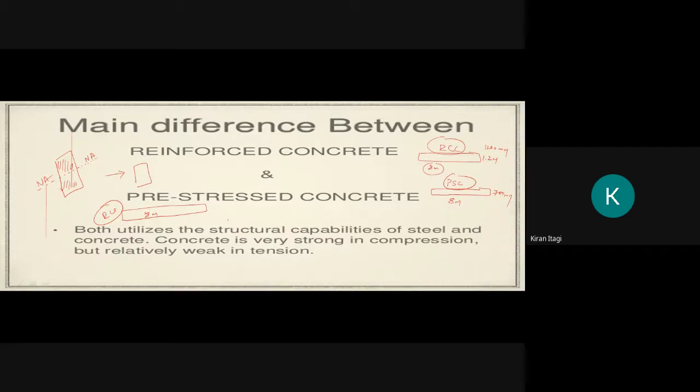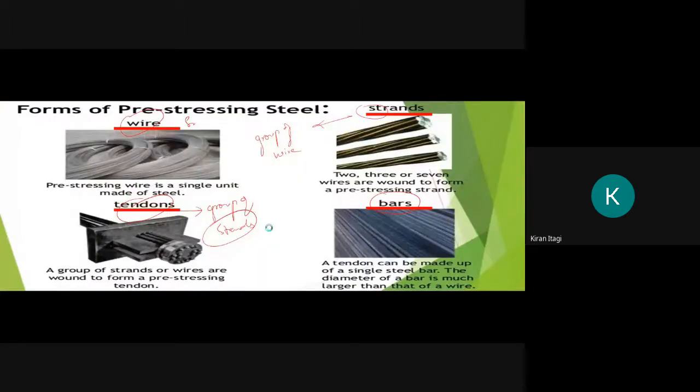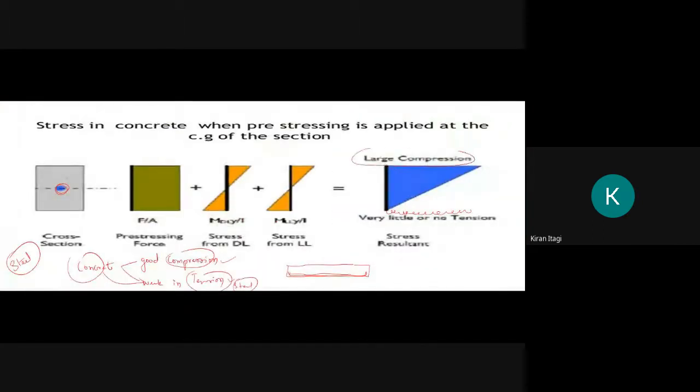And in RCC, high strength concrete is not needed. Here in RCC, high strength concrete (HSC) is not needed, but here we need high strength concrete because we are providing the compressive forces. If you see here, high compression is there. So for that, we are using high strength concrete.